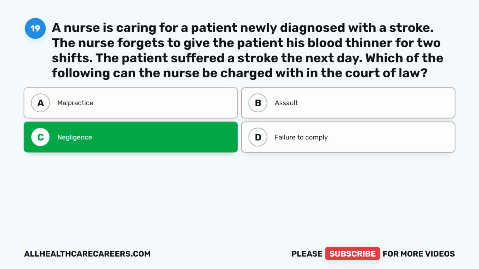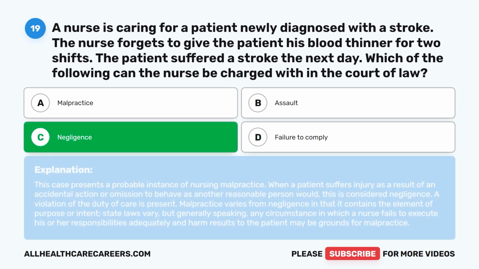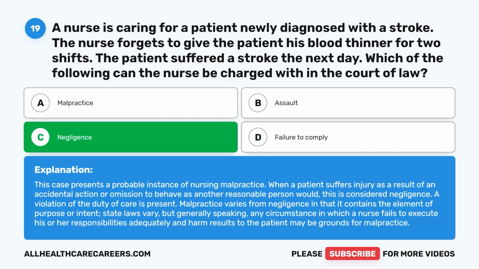The correct answer is C. Negligence. This case presents a probable instance of nursing malpractice. When a patient suffers injury as a result of an accidental action or omission to behave as another reasonable person would, this is considered negligence.